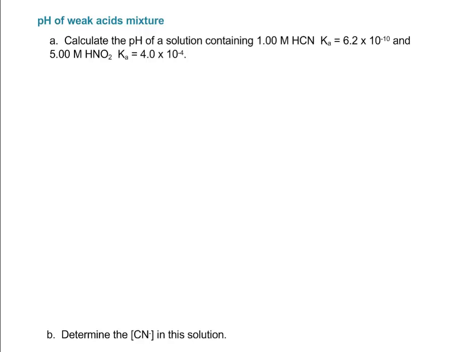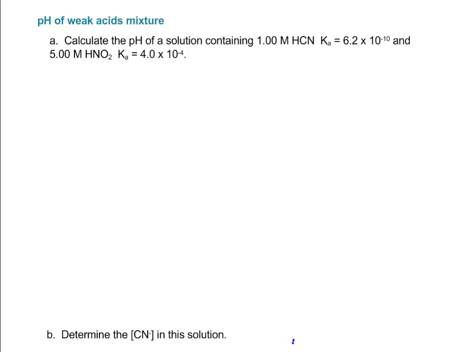Okay, if we take a look at a mixture of acids, we can find the pH from them. Here we're looking to calculate the pH of a solution. We have 1 molar hydrogen cyanide, and there's the Ka, so it's a fairly weak acid, and 5 molar of nitrous acid, which is not quite as weak. It's 10 to the negative 4 for its Ka. So looking at these two Kas, hopefully it's clear that the hydrogen ion contributed by hydrogen cyanide is essentially non-existent compared to the hydrogen ion contributed by nitrous acid. So we're going to focus on that for figuring out our pH.